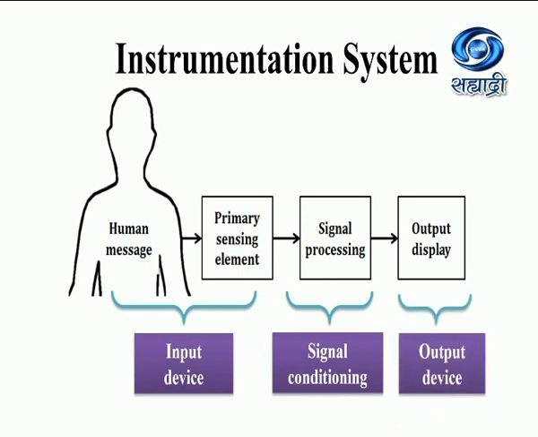For any instrumentation system, we first have the human message, that is our information, which is applied to the primary sensing element. Combined, this is basically the input device. Then we have signal processing, which is also called signal conditioning circuits, because in the input device part we have transducers, and the output of transducers is always an electric signal, and we have to convert that electric signal by using this signal processing unit. Then the output of the signal processing unit is connected to the output display. The output display can be any meter, recorder, or any type of display. So that output device is used.